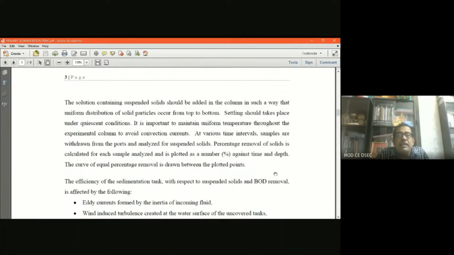The solution containing suspended solids should be added in the column in such a way that uniform distribution of solid particles occurs from top to bottom, and settling should take place under quiescent conditions. It is important to maintain uniform temperature throughout the experiment, that is obvious. So what will we see? We will see the percentage removal of solids for each sample analyzed, and it will be plotted as a percentage against time. I will show you that graph in one problem, and the curve of equal percentage removal is drawn between the plotted points.